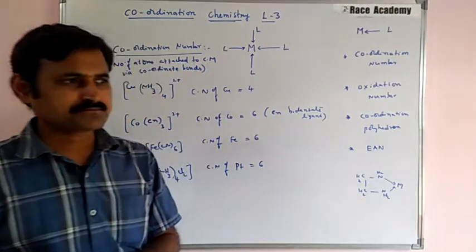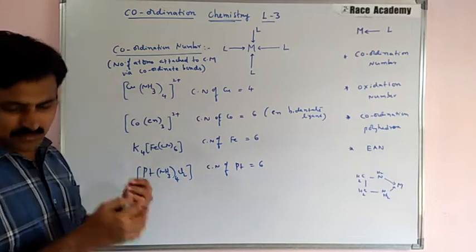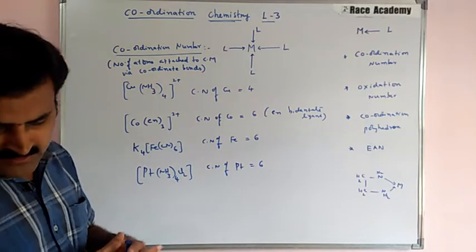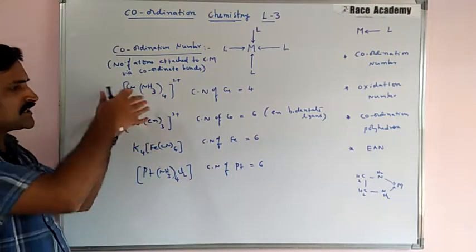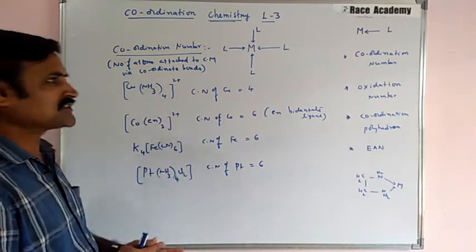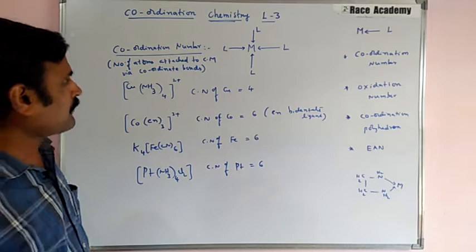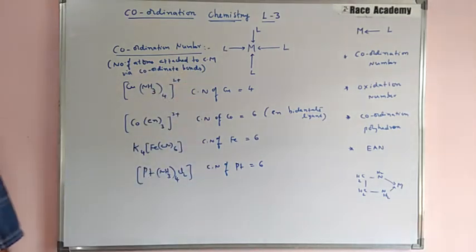Some of the heavy metals may exhibit more than 6 as the coordination number, like zirconium, tantalum, as well as neodymium. These are the best examples, but the ones we will frequently come across in our syllabus are the earlier ones. Okay, this is about coordination number. You can see the different examples.